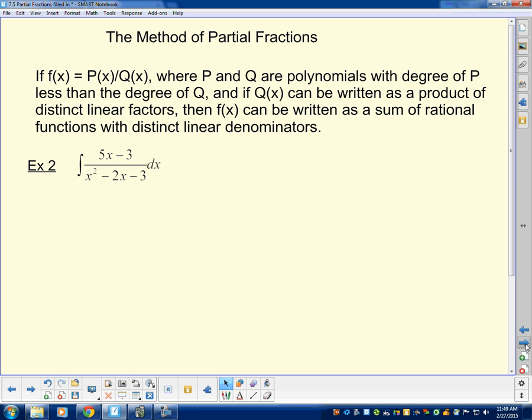So it kind of moves into another course if we make it too complicated, but we'll just keep it simple here. I just wanted you to know that you can apply this method to something with more than just two factors. So my first step is to rewrite 5x minus 3 over x squared minus 2x minus 3.